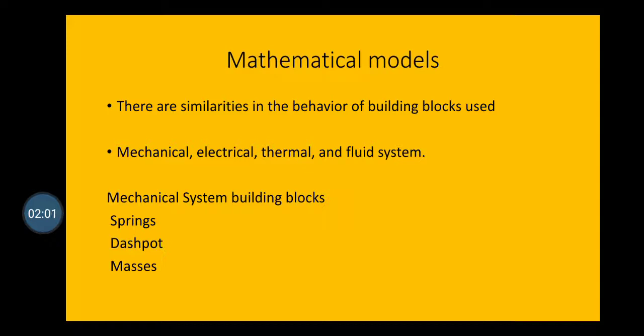electrical, thermal, and fluid systems. In this mechanical system building blocks, models used to represent mechanical systems have the basic building blocks of spring, which represents the stiffness of a system; dashpot, the forces opposing motion, that is frictional or damping effects; and masses, the inertia or resistance to acceleration.